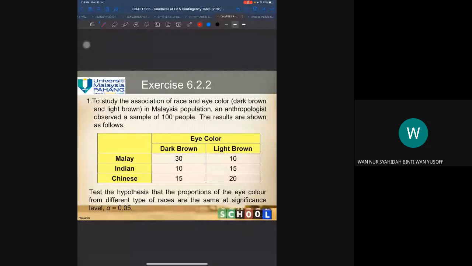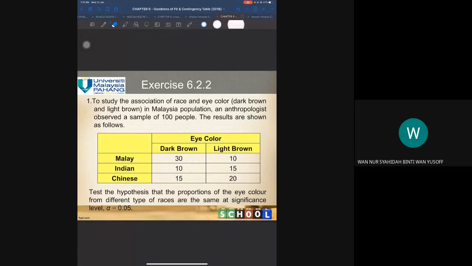Like this question, exercise 6.2.2, number 1. Test the hypothesis that the proportion of eye color from different types of races are the same. Some students take type of races as the subject, meaning they test the equality of the race. Let me read again: proportion of the eye color from different types of race. Right, type of race is your subject, so we test the equality of race.